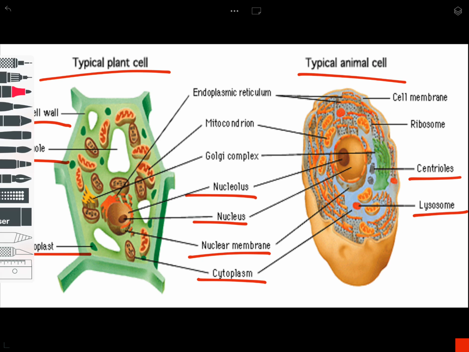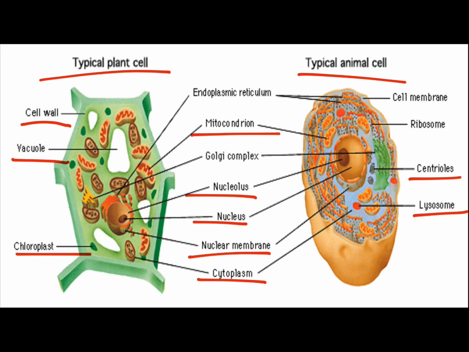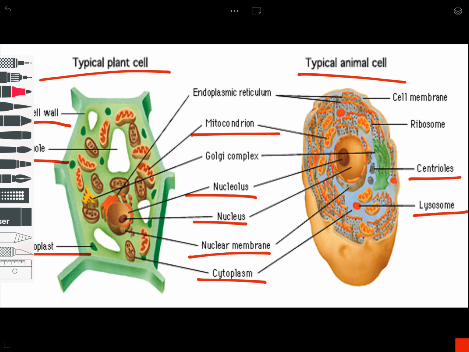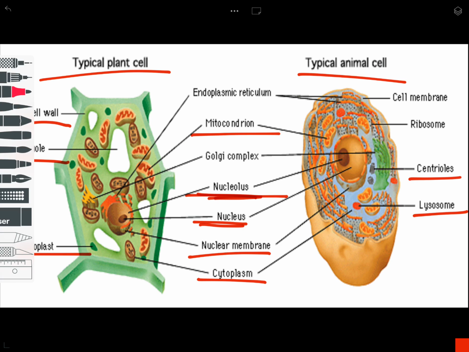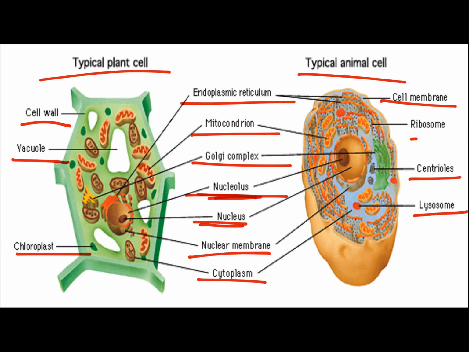Now try to guess which cell is prokaryote and which cell is eukaryote. If you guessed both are eukaryote, you would be right, because as I already mentioned, they have a mitochondria, which is considered to be only for eukaryotes because it is membrane bound. They also have a nucleus and a nucleolus, which are both membrane-bound organelles. They also have a Golgi complex, endoplasmic reticulum, a cell membrane, and ribosomes.